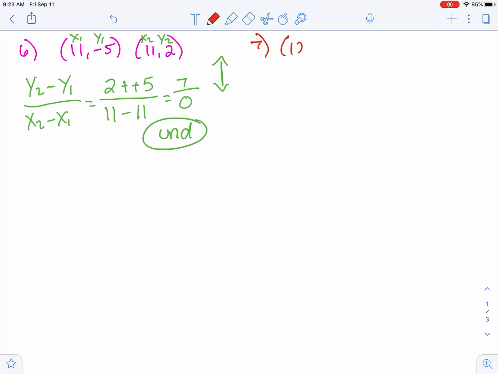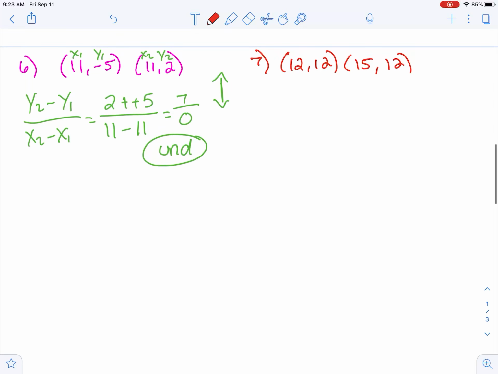Let's try another one. So this one we're going to do 12, 12, and 15, 12. Oh my goodness, what is happening today? I didn't leave room there. All right, so what do we have? We have x1, y1, x2, y2. Let's see what happens. So y2 would be 12. y1 would also be 12. So those are done. And then do your x's. So we have x2 is 15, x1 is 12. And what happens? 12 minus 12 is 0. 15 minus 12 is 3.